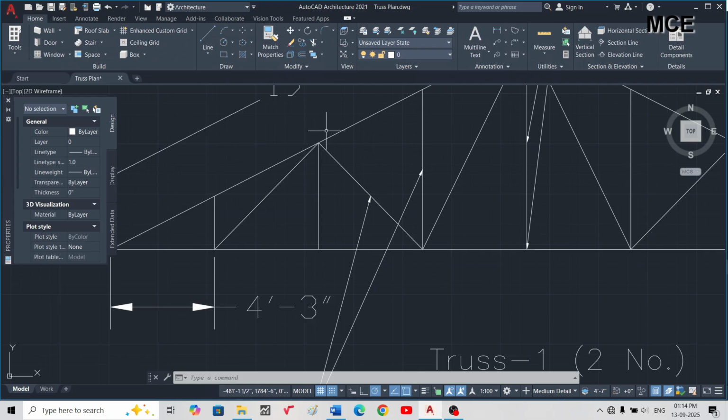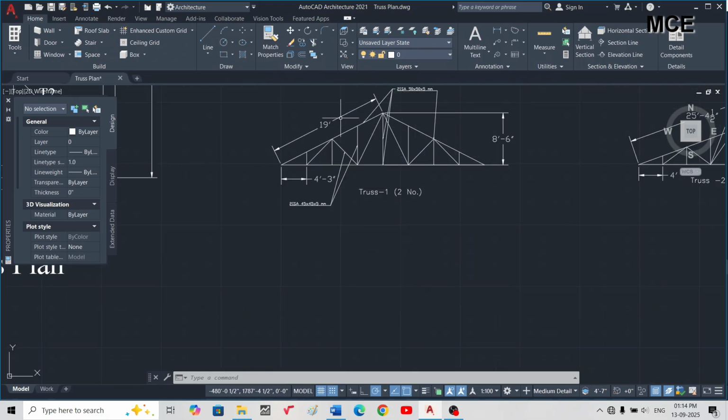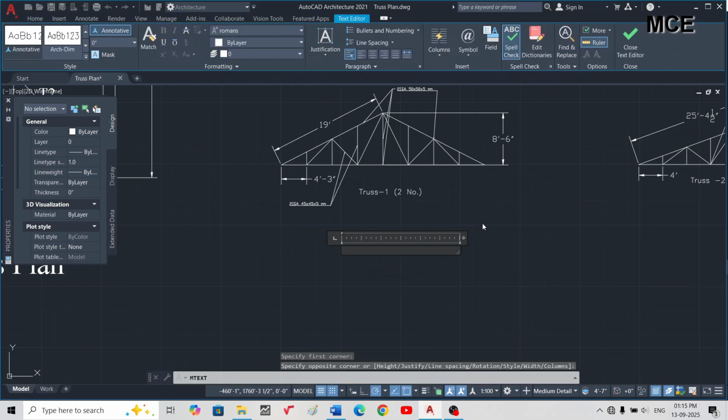That is the size of the gusset plate, which will be fixed where the members meet. Okay, so for the gusset plate size for these trusses, I will take the same type of gusset plate. So gusset plate size, I will take it as 8 mm thick plate. Okay, and its size I will take as 8 inch by 8 inch, that is 0.2 meter into 0.2 meter. Okay, this is the size for the gusset plate.